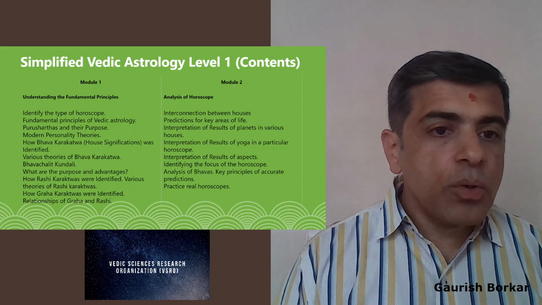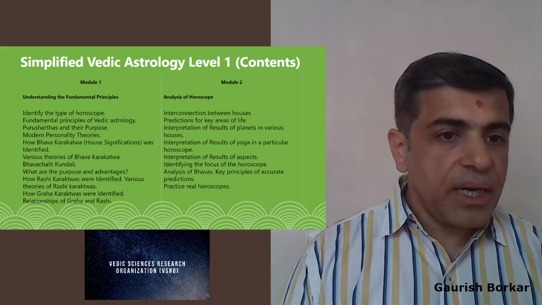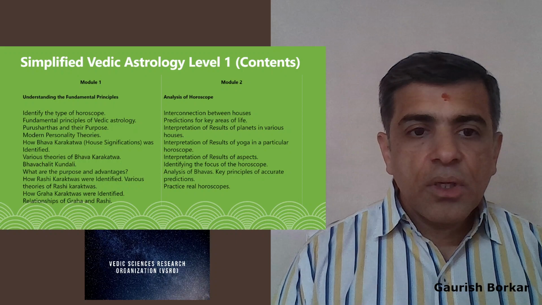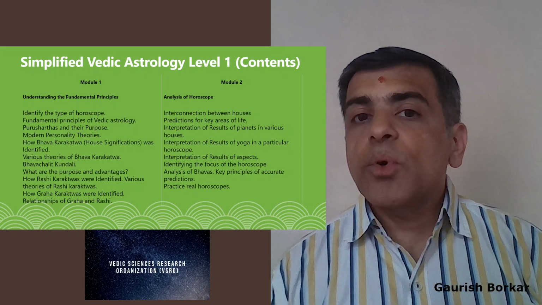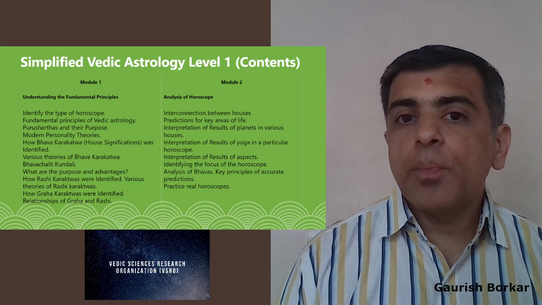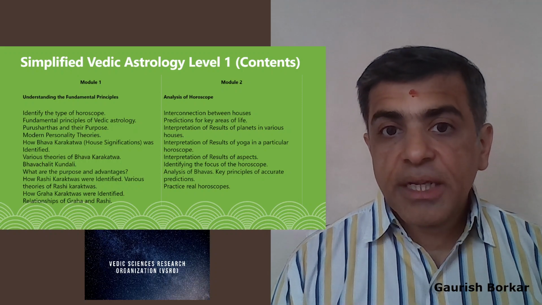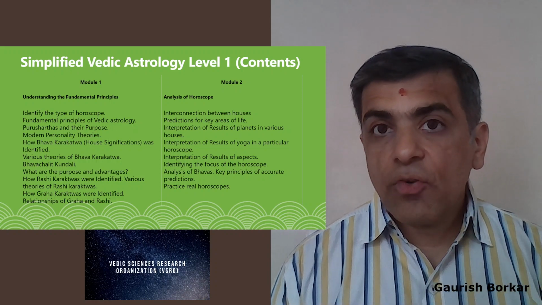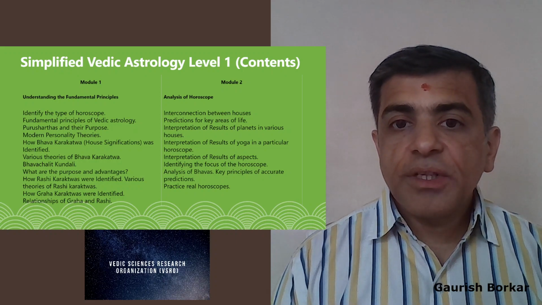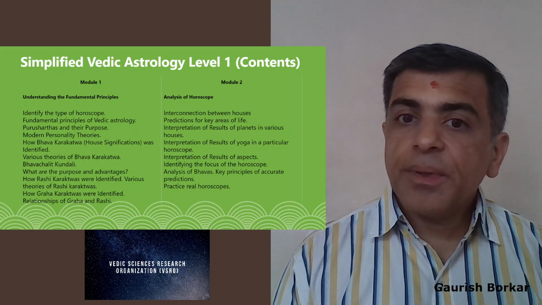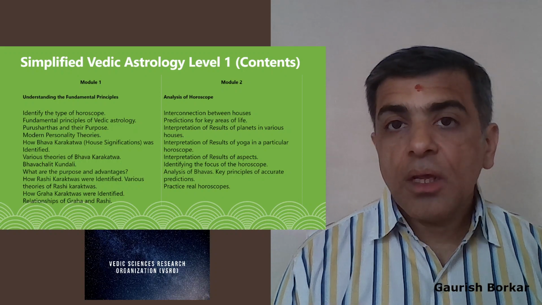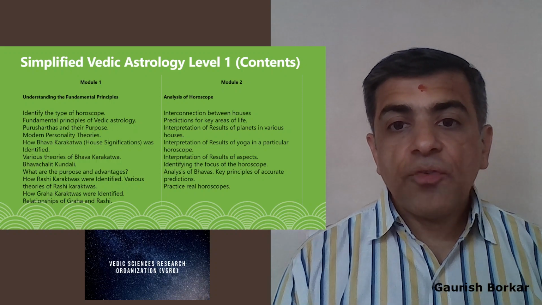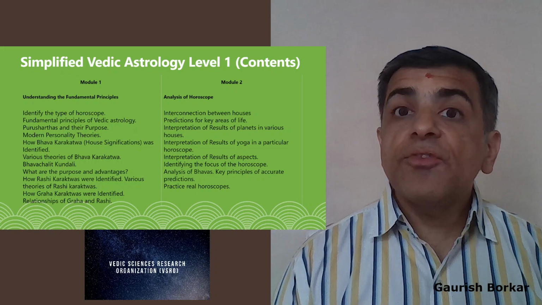So then we learn about the Bhavachalit Kundali, its purpose and advantages, and relationship of Grahas and Rashi. So that is the first module. The second module is about analysis of horoscope. There first we learn about interconnection between the houses, the prediction for key areas of the life of Jataka, the interpretation of results of planets in various houses, interpretation of results of yoga in a particular horoscope, identification of yoga and its results, interpretation of results of aspects, identifying the focus of the horoscope.